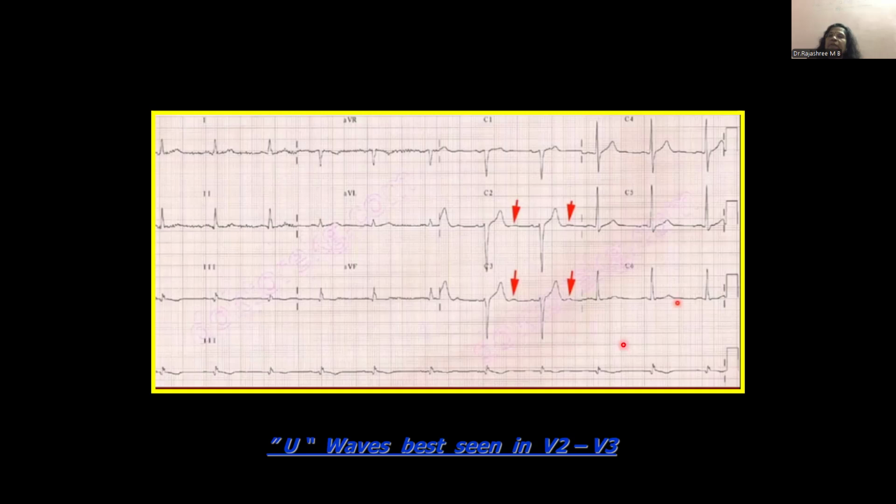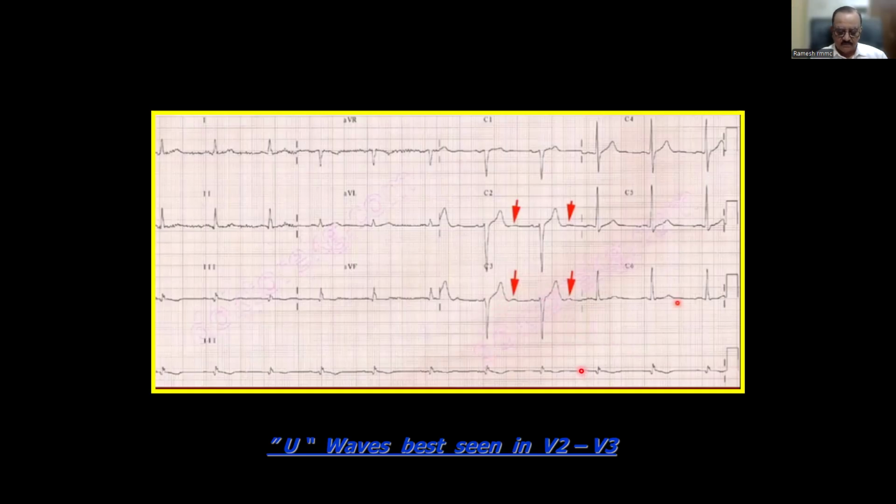There is a tall T wave, sir. Is the T wave normal or abnormal? It's abnormal, sir. It is in the opposite direction to the QRS. The QRS is negative, the T wave is upright. So it is an abnormal T wave.